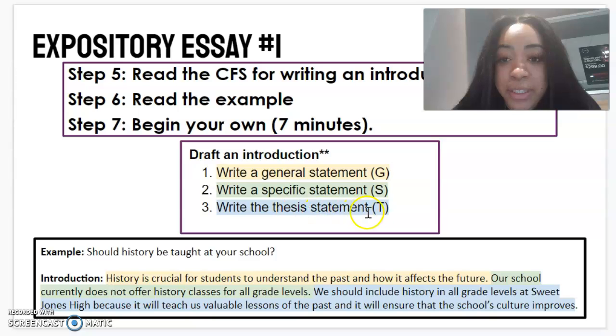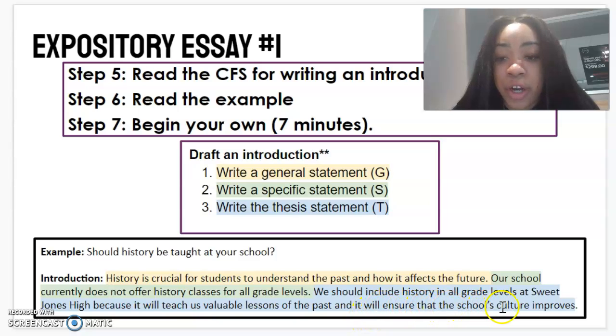Then it goes, write a specific statement. Our school currently does not offer history classes for all grade levels. So that's specific to the actual school. The question says, should it be taught at the school? And I'm saying at this school, there is no history class for every student. That's more specific. Then I end it with my thesis statement, meaning I'm actually now going to answer the prompt. I didn't answer the prompt before, but now I'm going to answer it.